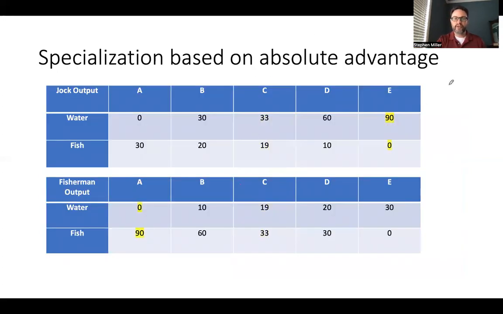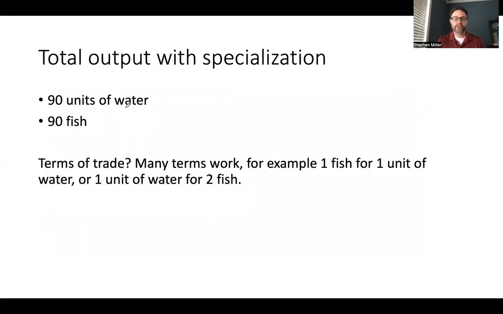And when they do that, the jock ends up at this point on his production possibilities where he's doing nothing but gathering water, and he gathers 90 liters of water a week. And the fisherman is catching 90 fish a week. So their total output with specialization is 90 units of water and 90 fish every week. And this is up from 52, right?